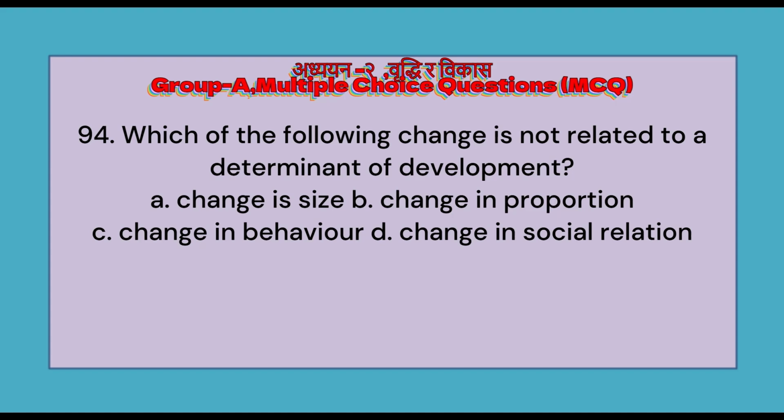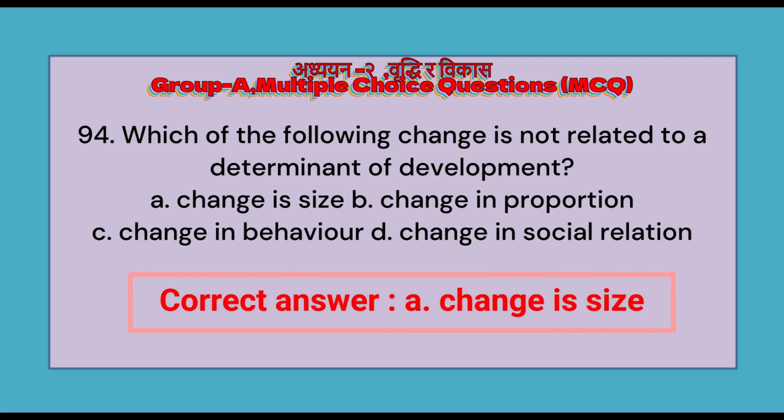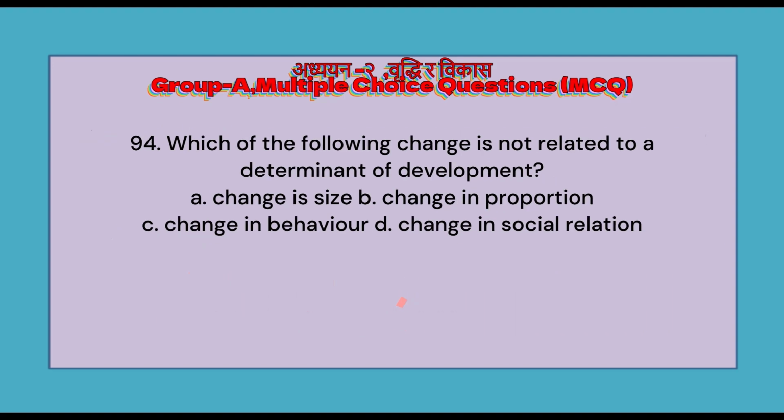94. Which of the following changes is not related to a determinant of development? A. Change in size. B. Change in proportion. C. Change in behavior. D. Change in social relation. Correct answer: A. Change in size.